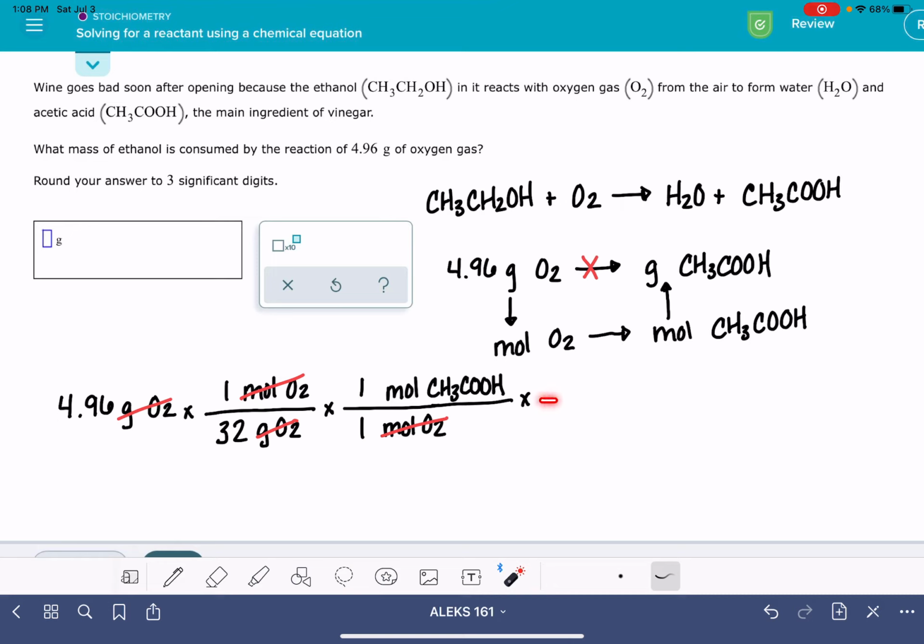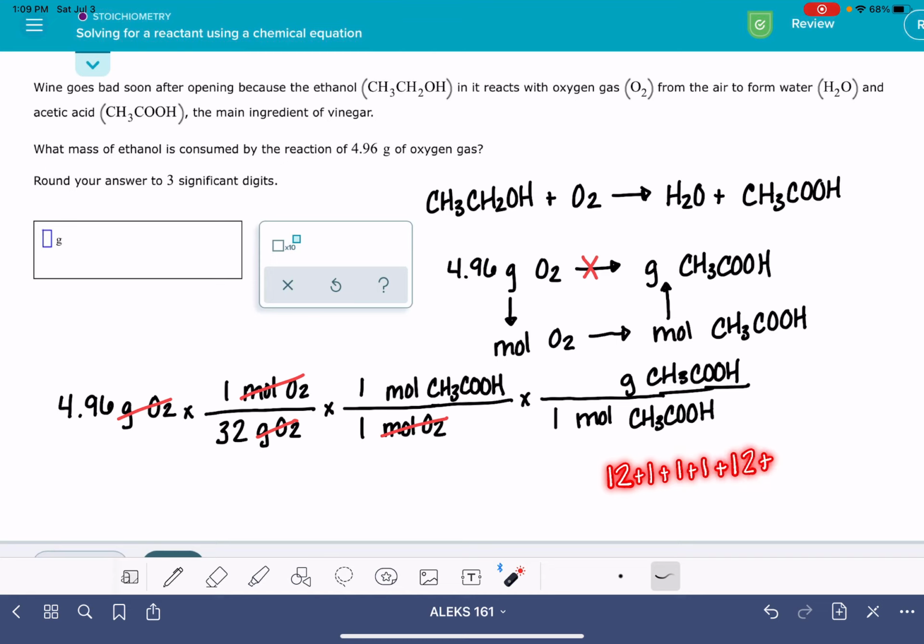Now we need one more conversion factor, again, because the moles of acetic acid are not what we want. We are trying to calculate grams of acetic acid. I'm going to give myself more room here. And again, the relationship between moles of anything and grams of anything is the molecular weight or the molar mass of that particular substance. So we are going to access a periodic table and add up the masses of all of the atoms in this molecule. Carbon is 12, hydrogen each are 1. Carbon again is another 12, 2 oxygens, and 1 more hydrogen.